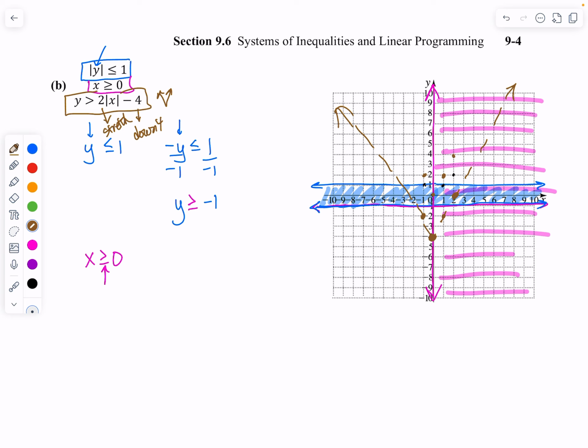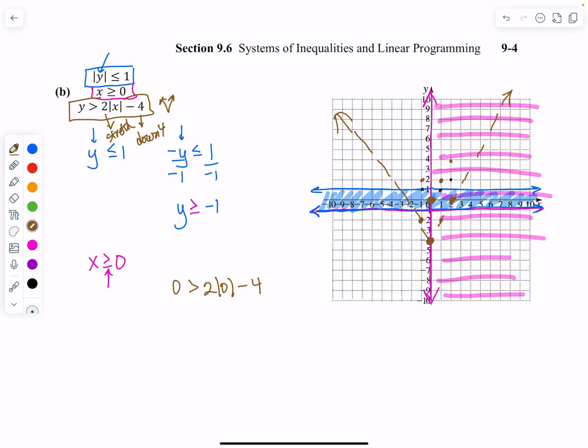All right. I need to pick a point. I like 0, 0. So I'm going to pick 0, 0 and plug it into this equation. So 0, that's my y, is greater than 2 times the absolute value of 0, that's 0, minus 4. So is 0 bigger than -4? It is. So I'm going to shade where I have the dot. So I'm going to shade inside.